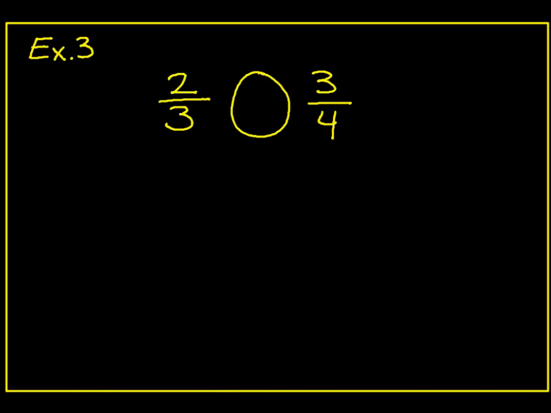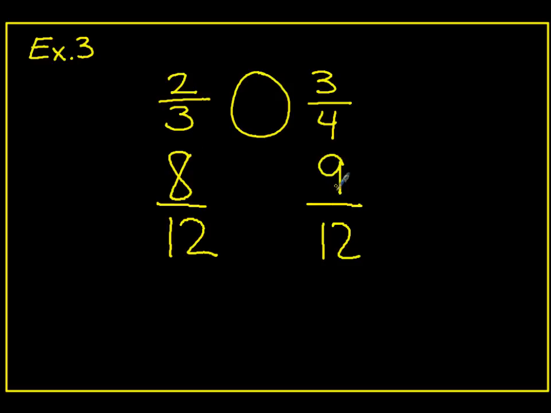Example number 3, we have 3 and 4 for our denominators. So we find a common denominator. In this case, we're going to be using 12. Just a side note, an easy way to find the common denominator is simply multiply the denominators together, which in this case is 12, 3 times 4. And 3 goes into 12 4 times, so 4 times 2 is 8. And 4 goes into 12 3 times, so 3 times 3 is 9. And when we put in our sign, we can see that 8/12 is less than 9/12, and that's our answer.